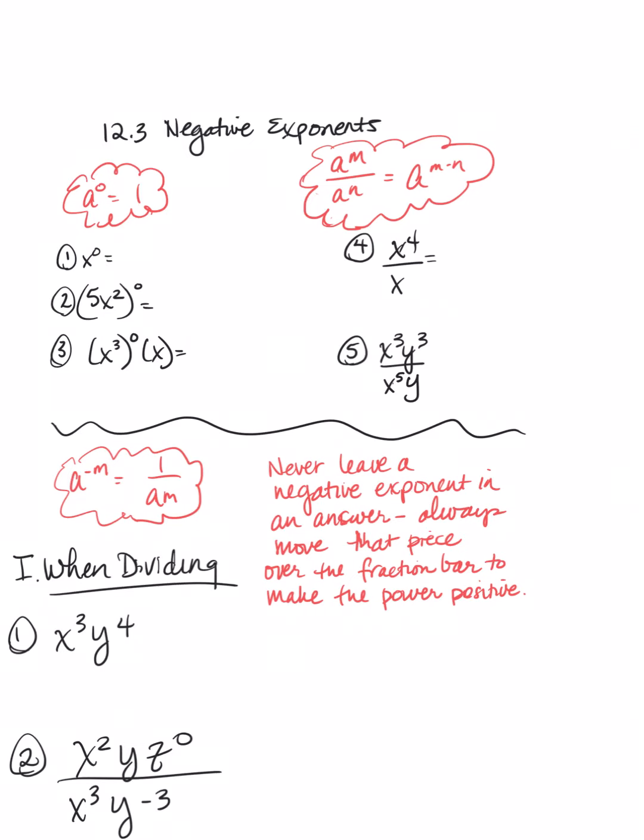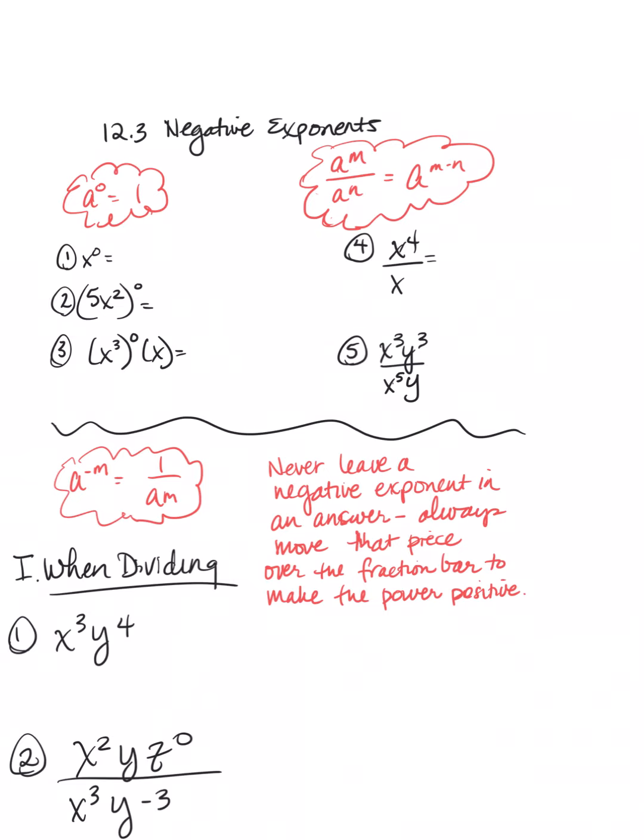All right, in 12.3, we're going to review negative exponents. You should have seen this in Algebra 1, but it's been a while, so let's look at the rules that you should know but may have forgotten. So do you remember this rule, that a to the 0, anything to the 0 power, is always equal to 1? So it makes simplifying pretty simple if you remember this rule. Anything to the 0 power is equal to 1.